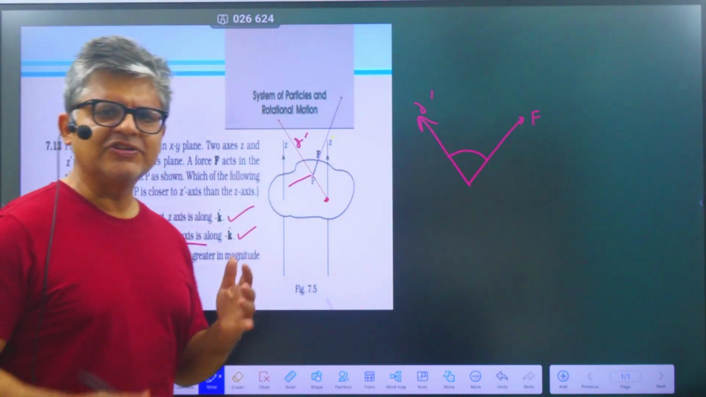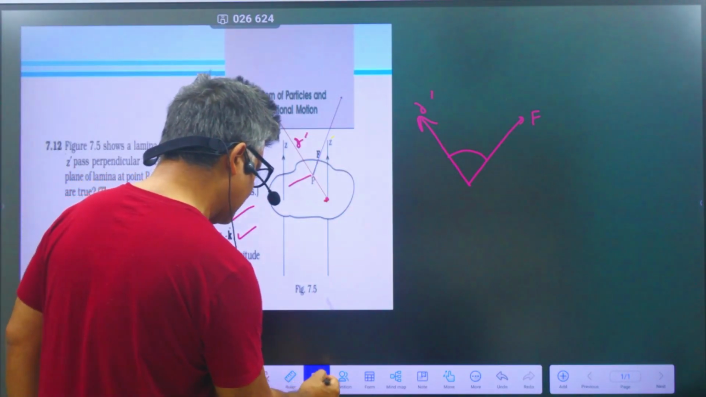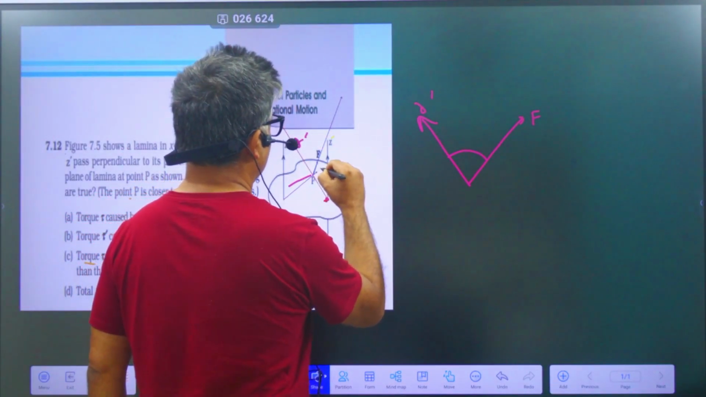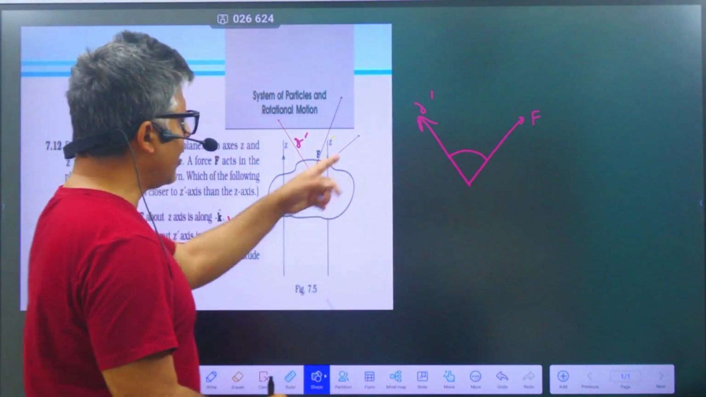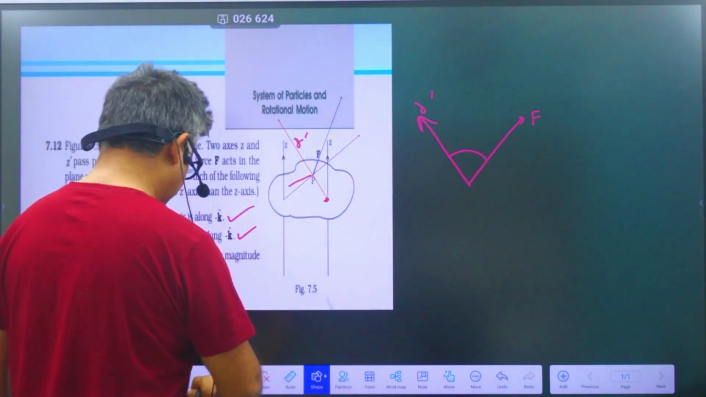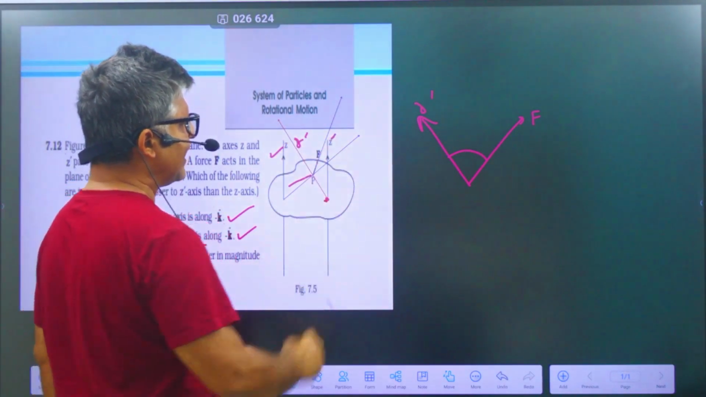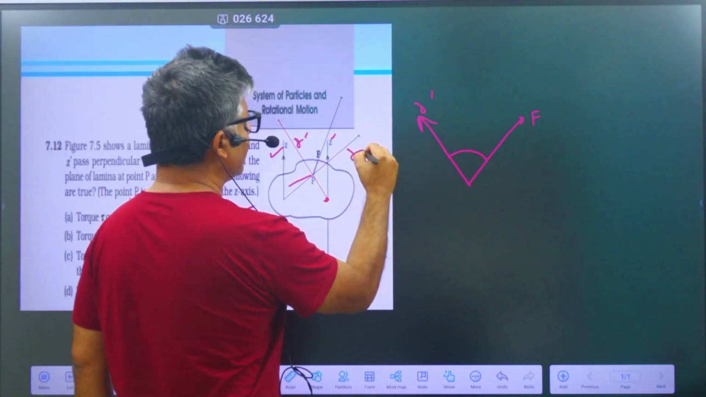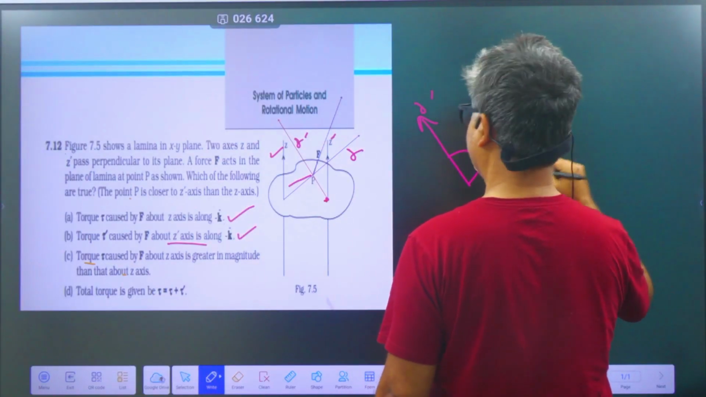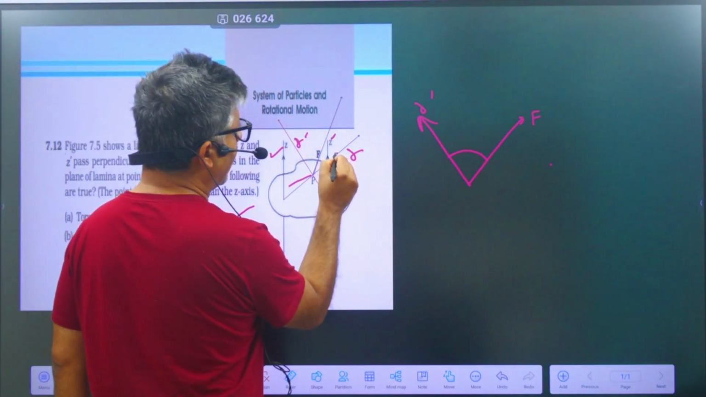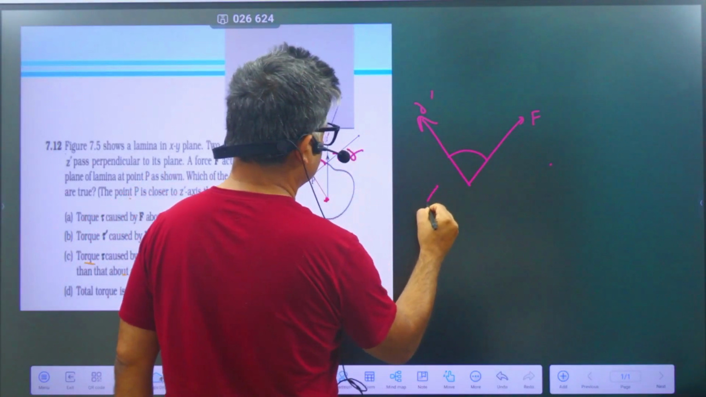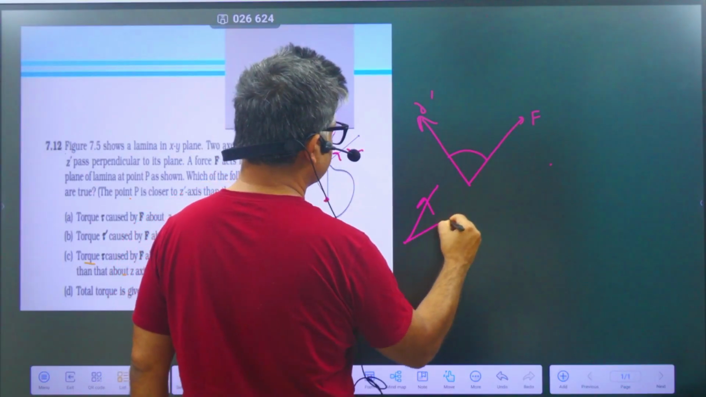Similarly, if we do the same thing for the other one, let's see what happens. I have now drawn the vector R, which is coming from the Z axis. This is my real Z axis, and this was Z dash. Now I know this is the value of R and this is the value of F. So if I redraw this, this is my R, this is my F.